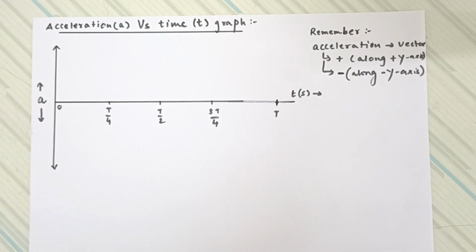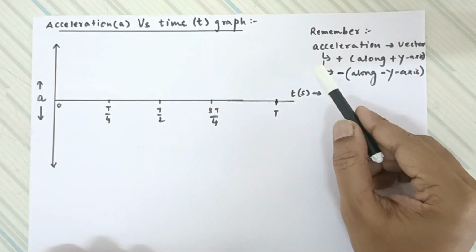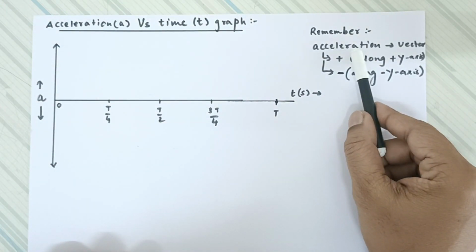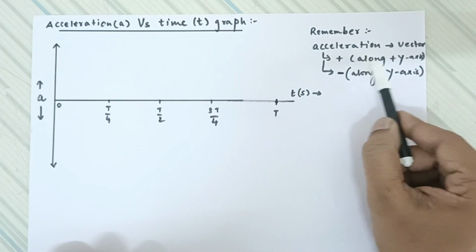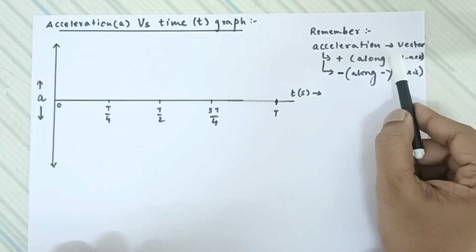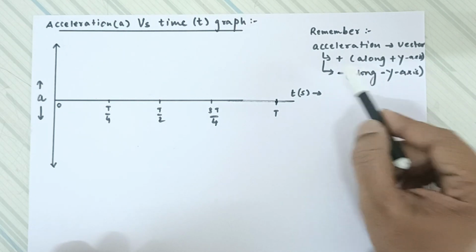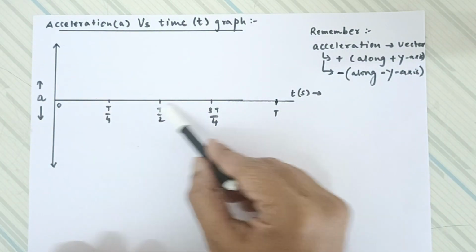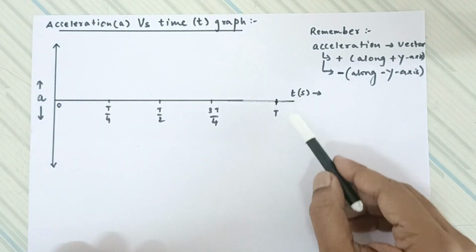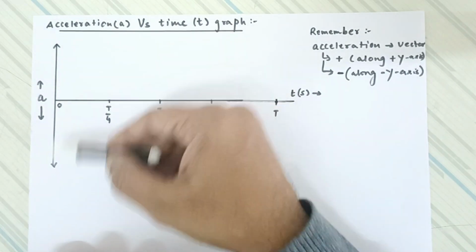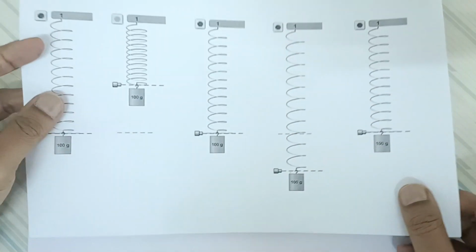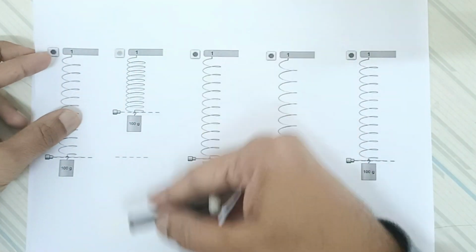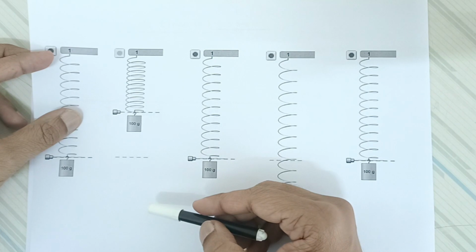Let's talk about the last graph, that is the acceleration versus time graph. Again, the things to remember are that acceleration is a vector quantity, so any acceleration which is taking place in the positive y direction is positive and along the negative y direction is considered negative. Time is an independent quantity, so it is plotted on the x-axis, and acceleration on the y-axis. Again, this is the graph for this spring mass system which is oscillating along the y-axis.